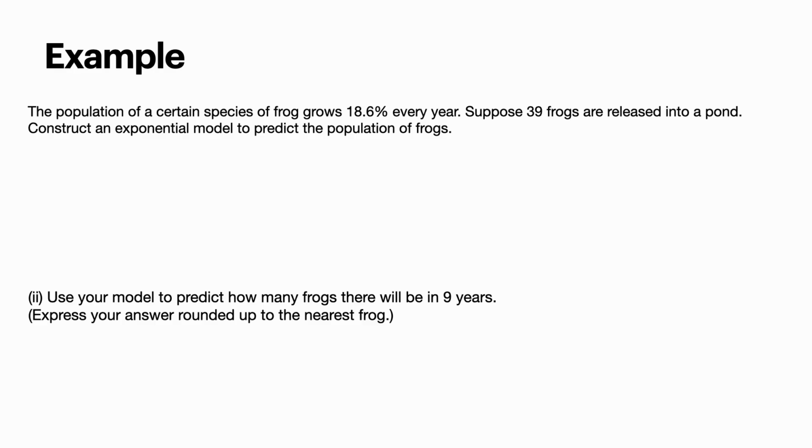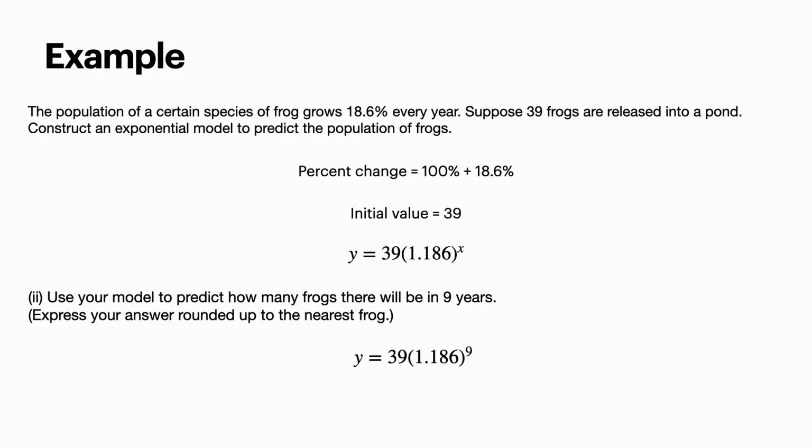The population of a certain species of frog grows 18.6% each year. Suppose 39 frogs are released into a pond. Construct an exponential model to predict the population of frogs. So we see our growth is changing by a percentage. The initial value is 39, and so we can set up our model. We're supposed to use our model to predict what happens after 9 years. So we plug in 9 as the exponent, and we find 181.